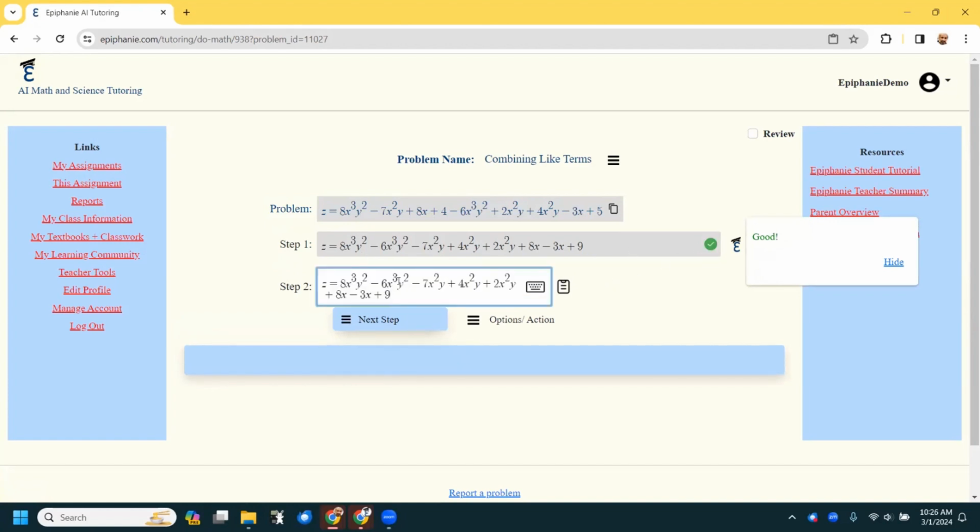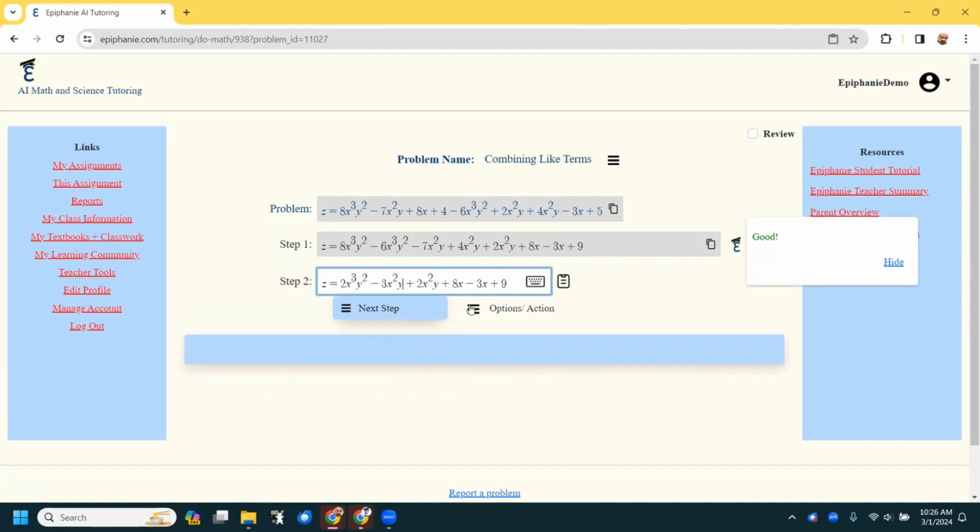Why not? This is just going to become 2x cubed y squared minus 7 plus 4 is minus 3. And we have 5x here, and we're done.